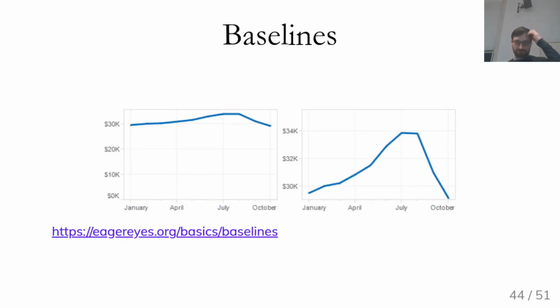Similarly, baselines are quite important. So here, again, the same data plotted in two different ways. And again, the message can be very different depending on what your baseline is. People often feel like baseline 0 plots are the honest ones, but it depends.